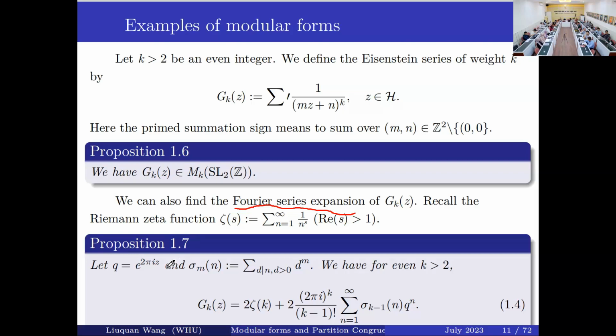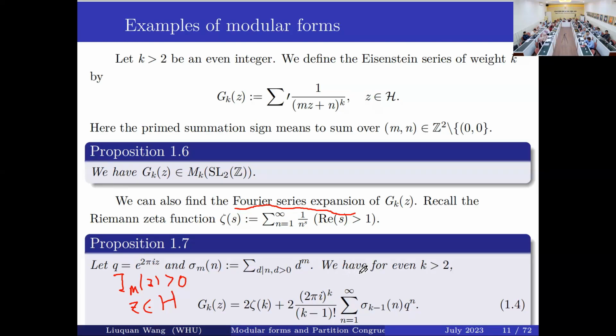Now we have the following proposition. Let q denote e to the 2 pi i z. Of course, we require the imaginary part of z to be greater than 0. This also means that z belongs to the upper half complex plane. And we use sigma sub m of n to denote the sum of the mth powers of all the divisors of n. This is a very classical arithmetic function. And now with this notation, we can find the Fourier series expansion for G_k(z).